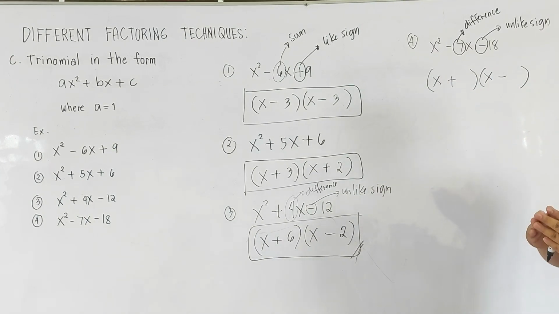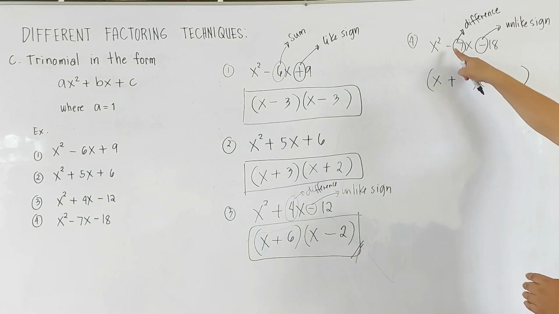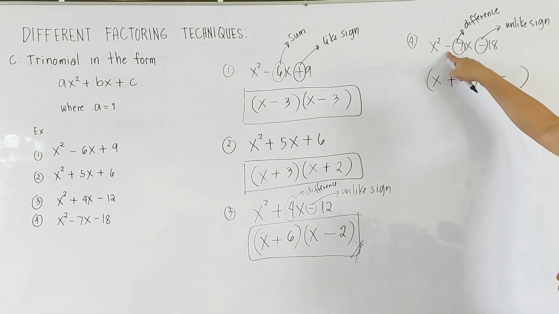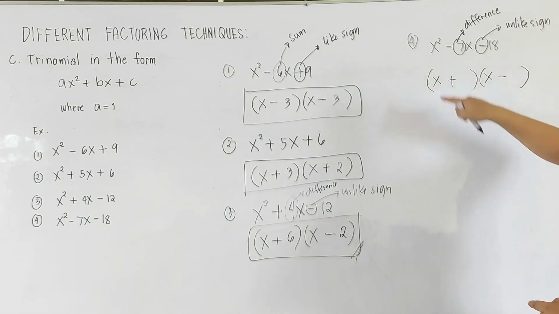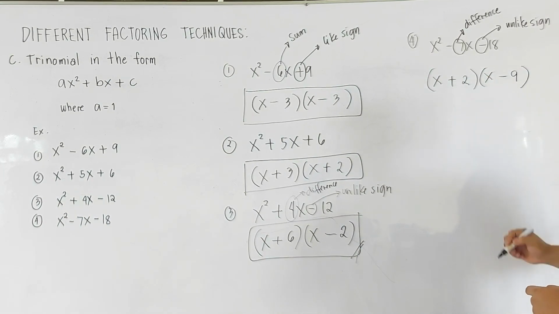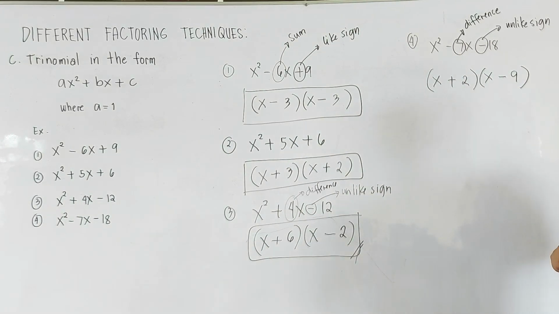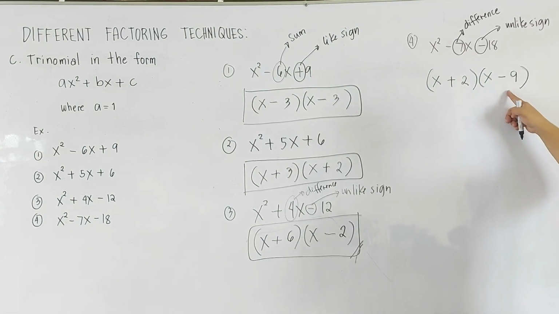So, saan natin ilalagay yung larger factor which is 9? Kung ano yung sign yung nasa gitna, siya yung nagmamay-ari ng larger factor. So therefore, dito si 9 at dito si 2. Okay? So therefore, ang factors ng x squared minus 7x minus 18 is x plus 2 times the quantity of x minus 9.